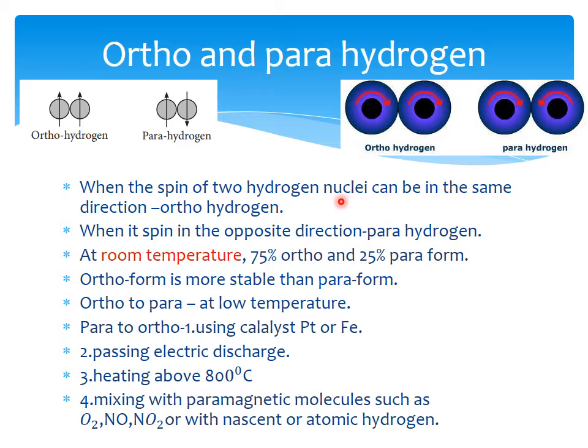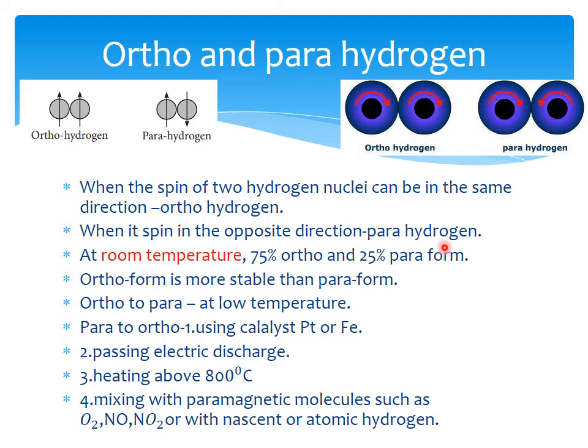So let's see what ortho hydrogen is and what para hydrogen is. When the spins of the two hydrogen nuclei are in the same direction, look here, this is ortho hydrogen, where the nuclei are spinning in the same direction, both clockwise or both anti-clockwise. When both nuclei of the hydrogen molecule spin in the same direction, we call it ortho hydrogen. But look here, one is spinning clockwise and the other anti-clockwise. If they spin in opposite directions, we call it para hydrogen.